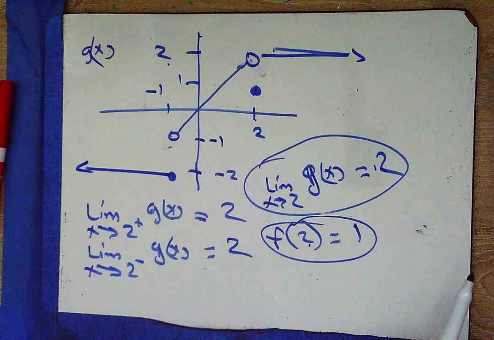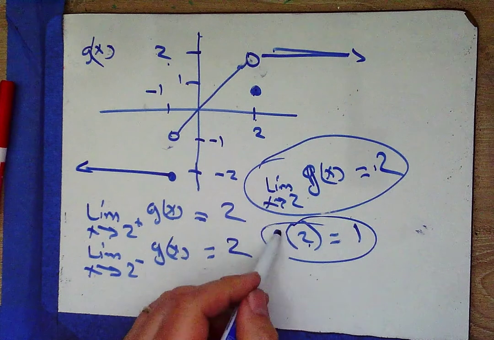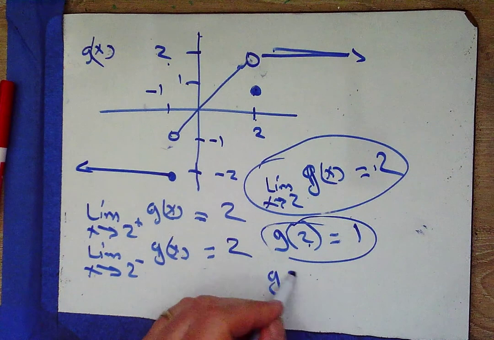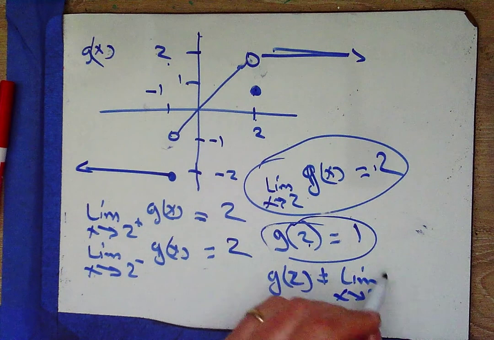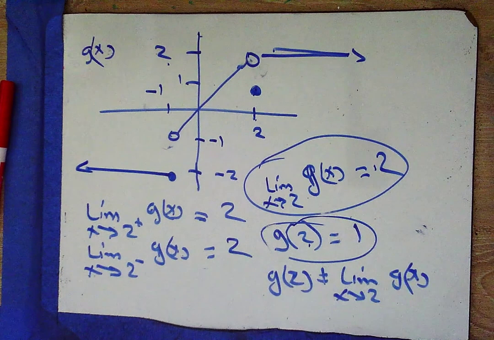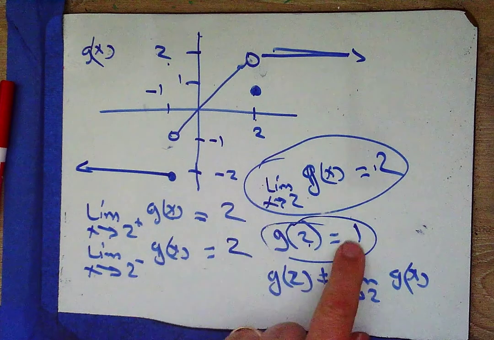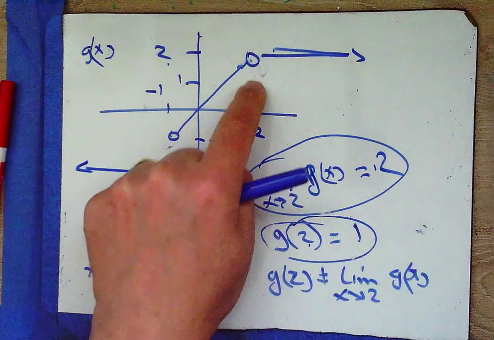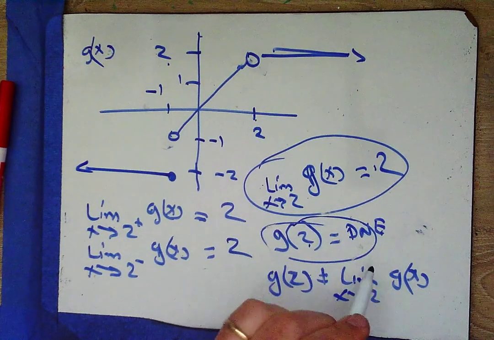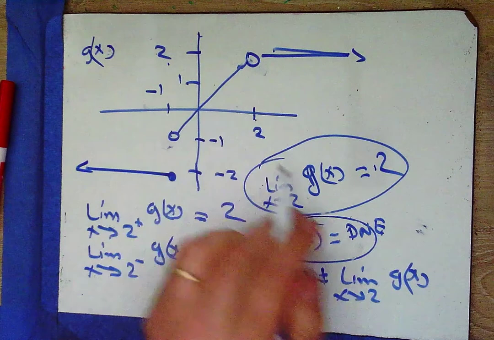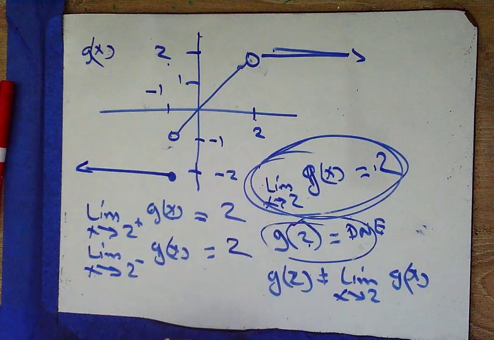Is that the same as the limit? No, and I don't want f, I want g. I will say that g of 2 does not equal the limit as x approaches 2 of g of x. Okay, so the limit can exist even if the point has a different value, or even if the point does not exist. Even if that point does not exist, I can still have the limit of the point, because the limit is just what y value are we approaching. Okay? How about this one?